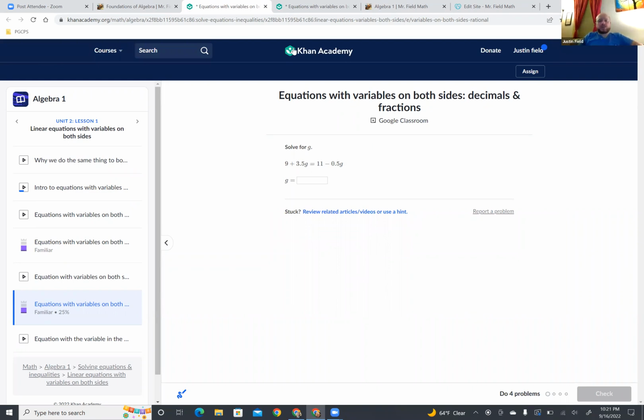Okay. So now, do I even have to do it? We got decimals here. So let's do it. We're just gonna write it out. 9 plus 3.5 G equals 11 minus 0.5 G. And so we're going to draw a line under the equal sign. We got a negative variable term that has to go over to that side. So let's make it positive. Let's bring down that 3.5 G.